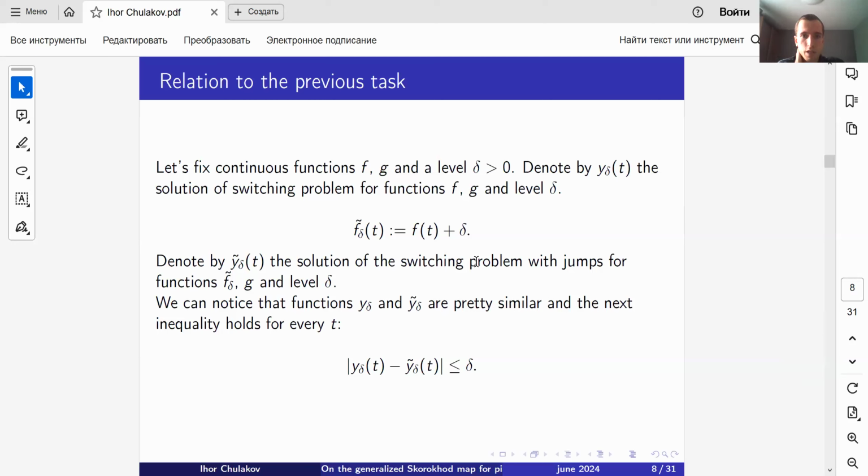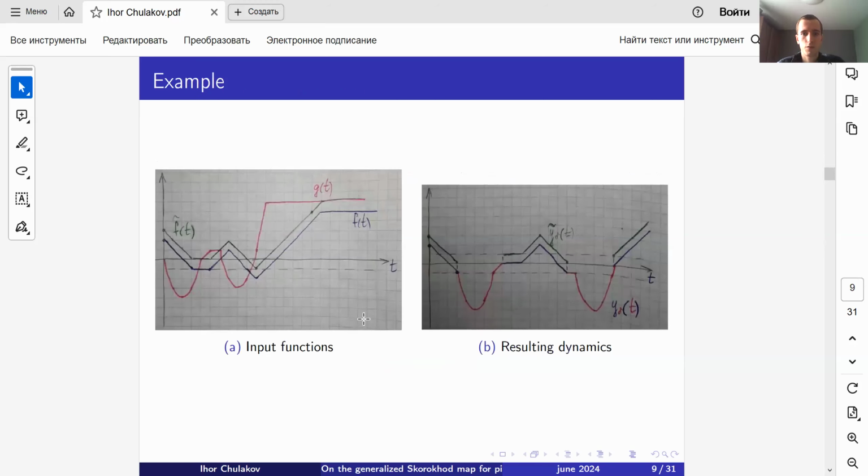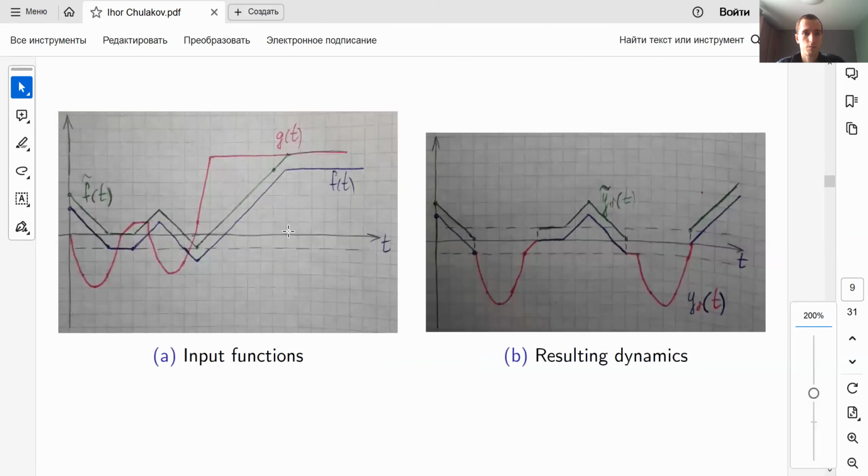Let's fix continuous functions f, g, and the level delta greater than 0. Denote by y delta the solution of the switch problem for functions f, g, and level delta; it's the switch problem that was introduced first. Then let's denote by f tilde delta the function f shifted up by delta. Denote by y tilde delta the solution of the switching problem with jumps, our second problem, for functions f tilde delta, g, and level delta. We can notice that functions y delta and y tilde delta are pretty similar, and the next inequality holds for every t. Let's see that they are really close.